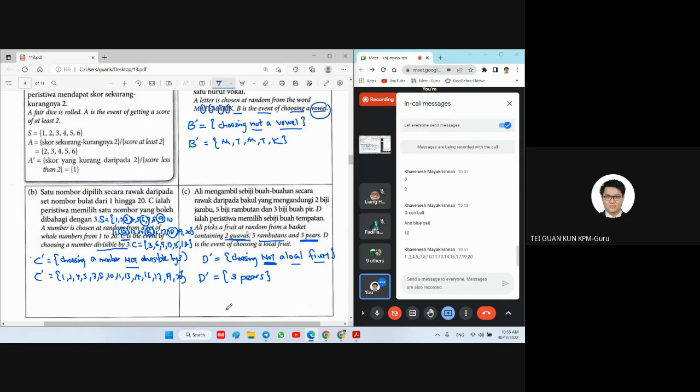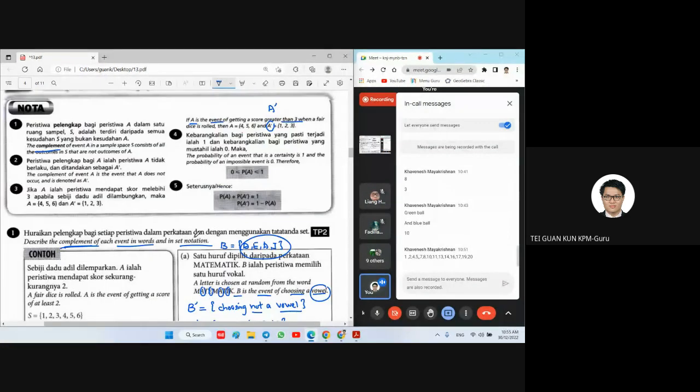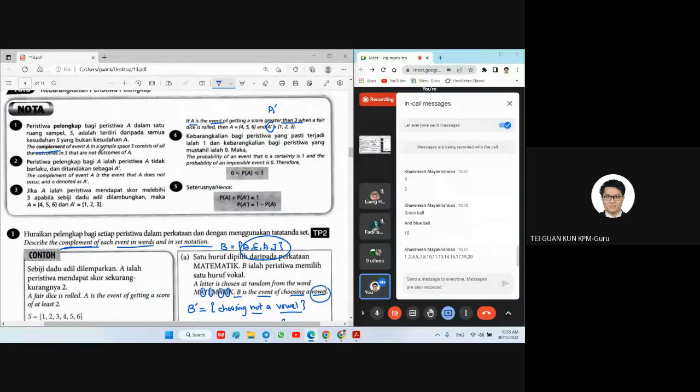Because the definition of the complement of event A in a sample space consists of all the outcomes that are not outcomes of A. Those that are not. That is the complement. So, you have to add not.